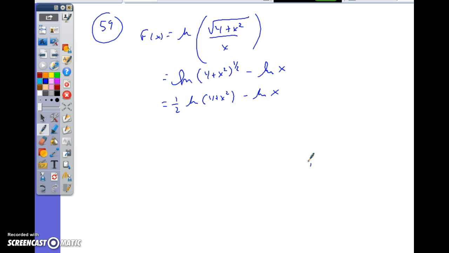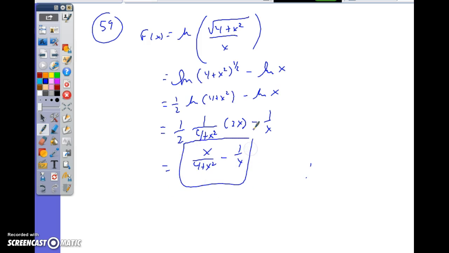I'm out of funky rules. So now what do? Derivative time. This is going to equal 1/2 times 1 over 4 plus x squared, times the derivative of the inside, which is 2x, minus 1 over x. Cleaning up my messes in at least a minimal way, I get 4 plus x squared minus 1 over x. That's probably good enough.